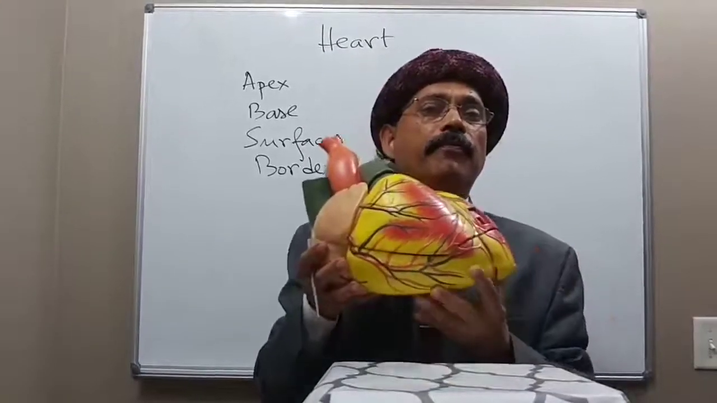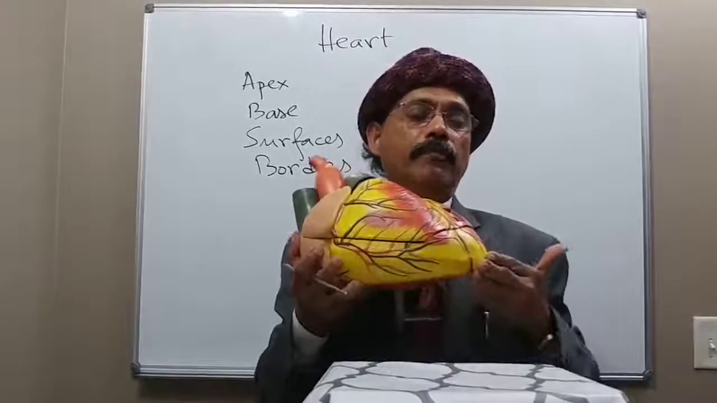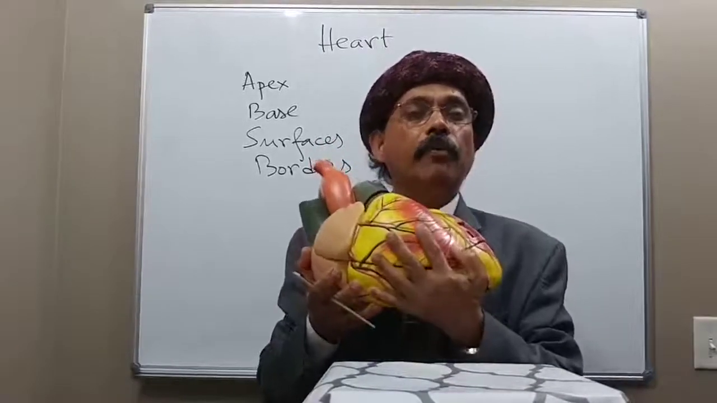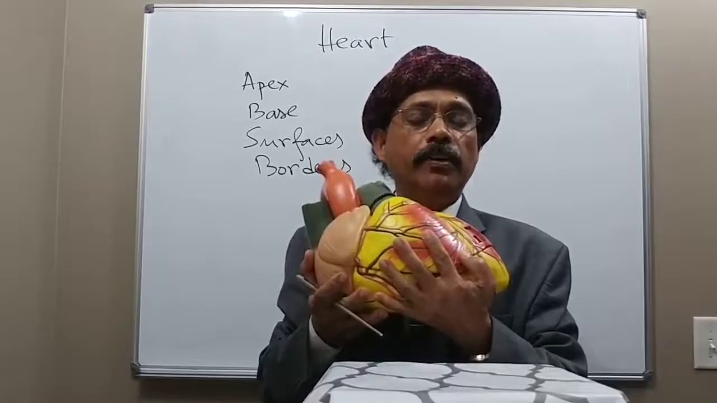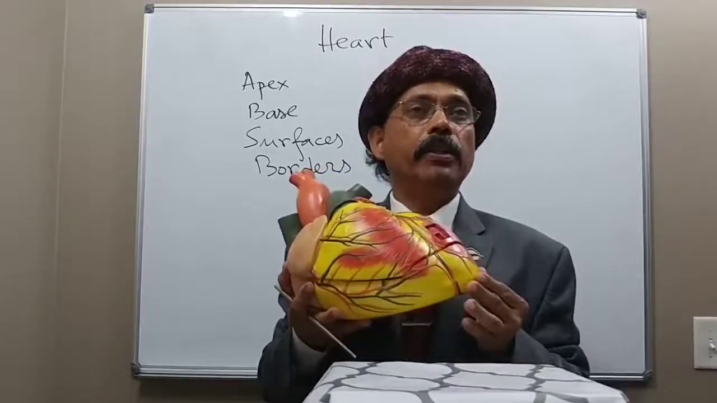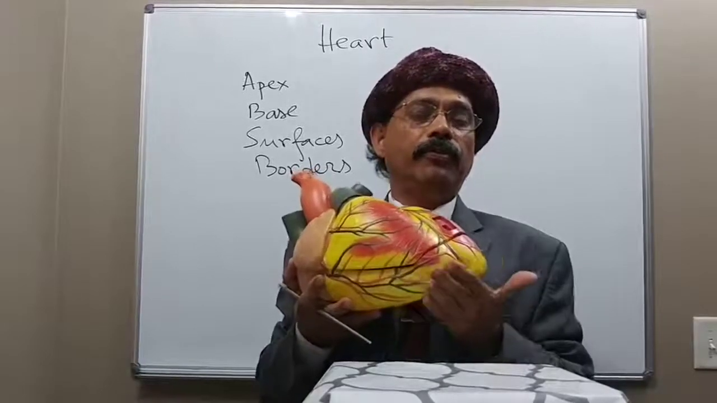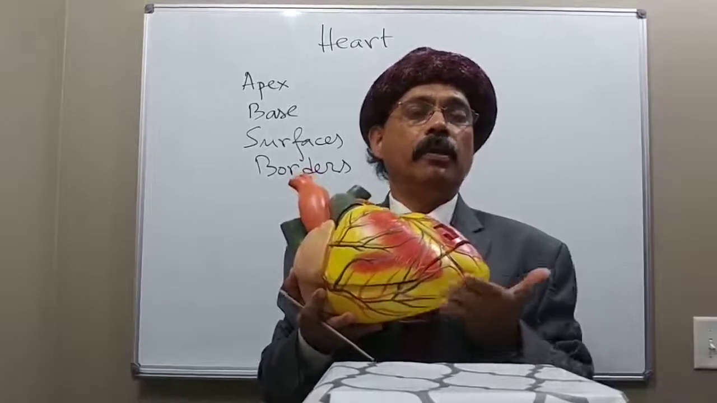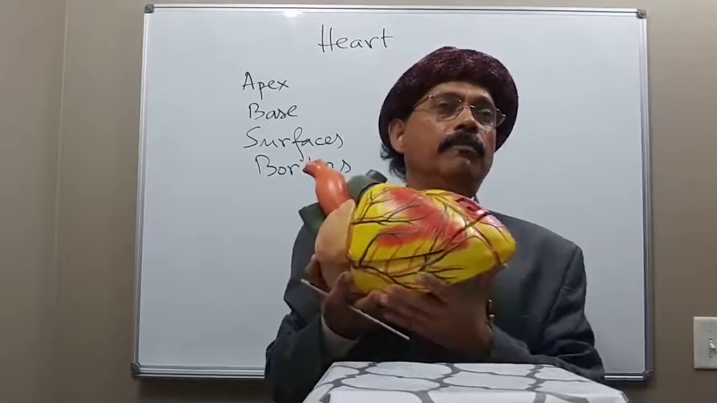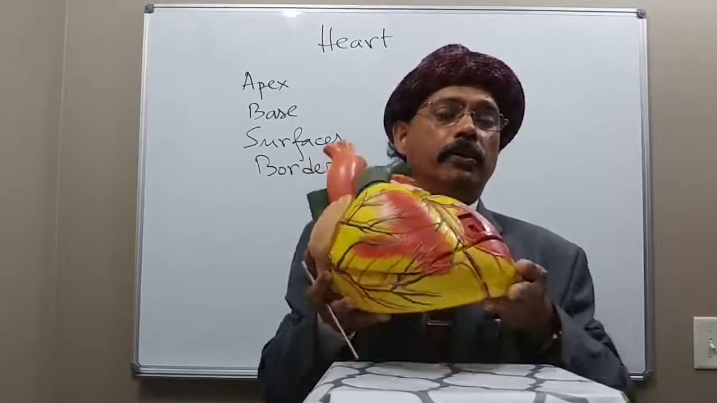This is the inferior margin of the heart. It is formed mostly by the right ventricle, partly by the left ventricle near the apex. So this is the inferior border of the heart.